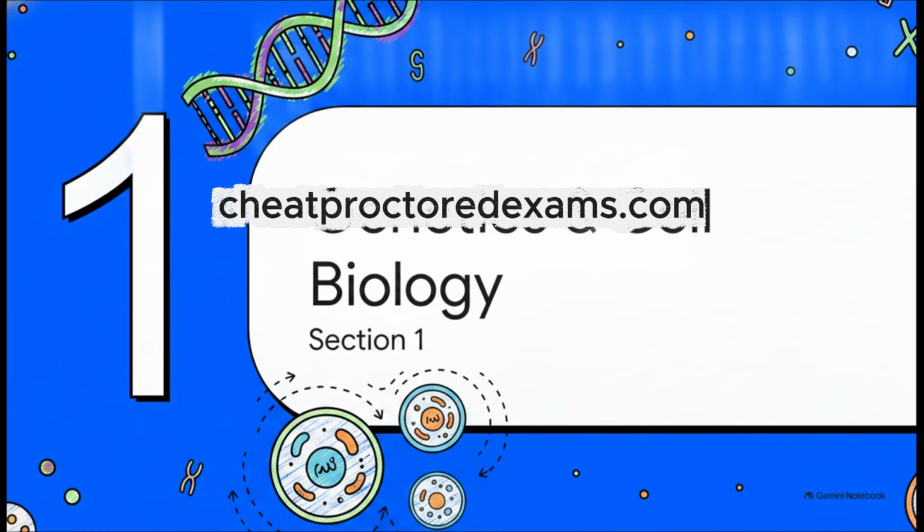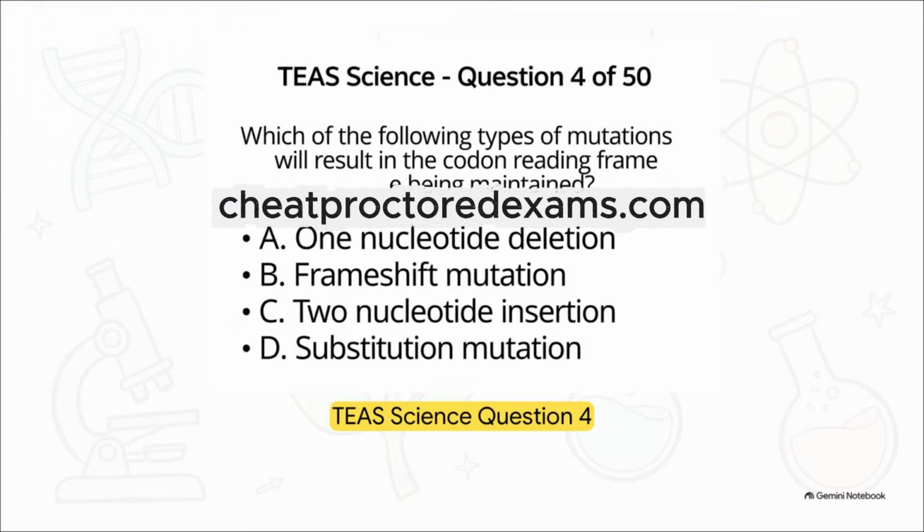Section 1, Genetics and Cell Biology. We're kicking things off by looking at the microscopic building blocks of life. Question 4 asks, which of the following types of mutations will result in the codon reading frame being maintained? Your options are 1 nucleotide deletion, Frameshift mutation, 2 nucleotide insertion, or substitution mutation.